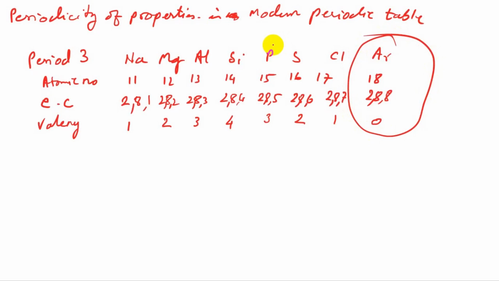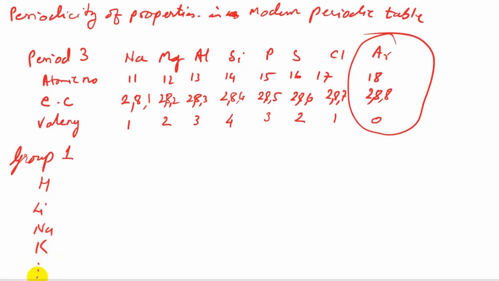Noble gases don't react. So when we talk about many properties, they don't behave like other elements. Clear? So this is your period. I've taken one period, and let's take a group also. Suppose I take group 1. Then in group 1, you have hydrogen, lithium, then sodium, potassium, rubidium, cesium. It keeps on going. Clear? We just need an idea.